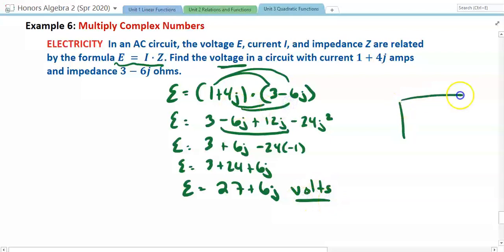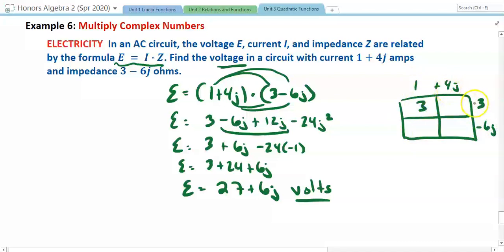And another model of multiplying this out, some of you might have seen this box method before. 1 plus the 4j, 3 minus the 6j. And so 1 times 3 is 3. This is 12j, minus 6j, and minus 24j squared. And so then we can combine the pieces this way. 3, this is plus 6j minus 24j squared. And then we, again, do the work that we did over here to get 27 plus 6j.